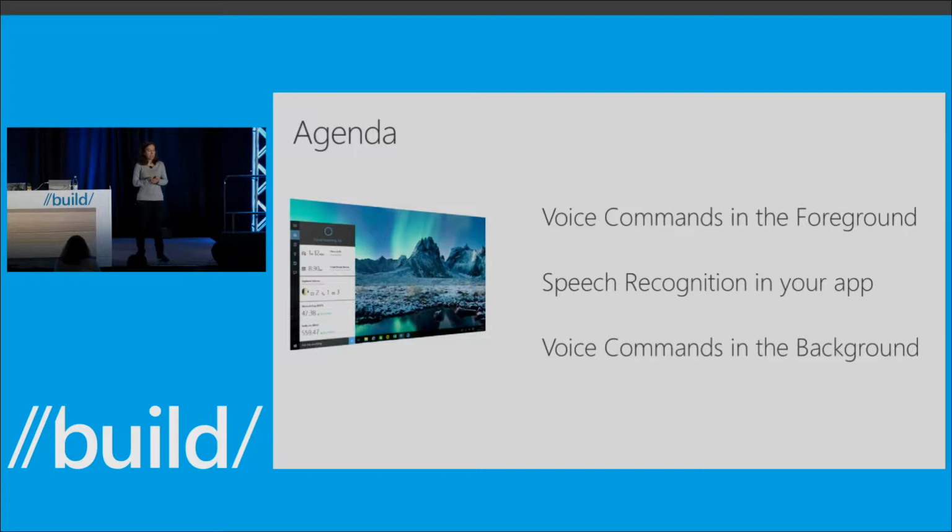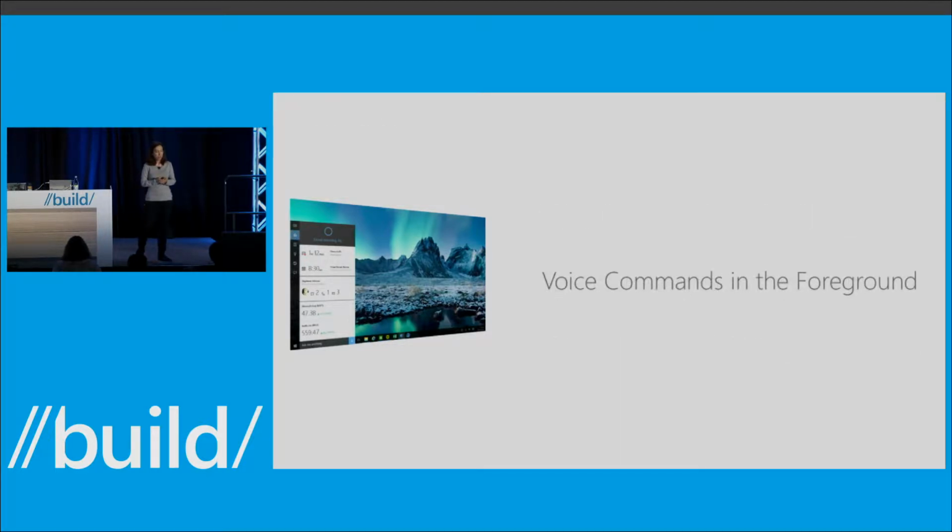There are three topics I'm going to cover today together with Khurram. The first two topics are about voice commands in the foreground for Windows Universal apps and for web-hosted apps. The second one is about speech recognition inside your app. This is where I'm going to show you how to enable interactions using voice. And Khurram is going to talk about voice commands in the background, and he's going to show you how to complete tasks using Cortana's Canvas and Cortana's voice. So with that, let's jump right in and talk about voice commands in the foreground.